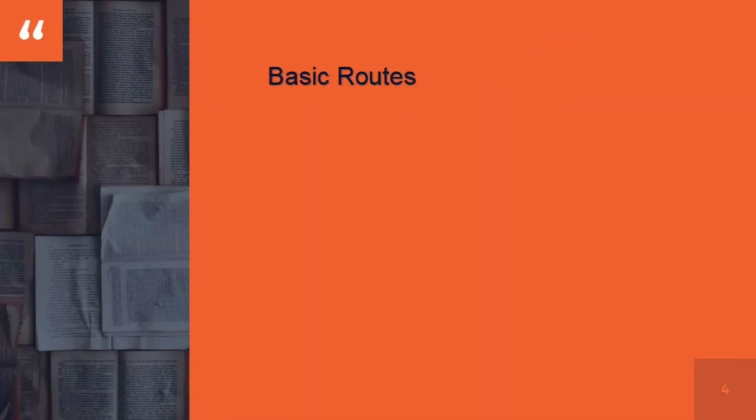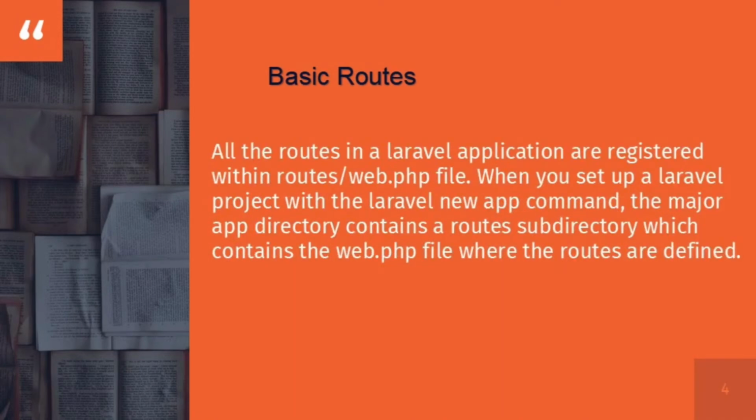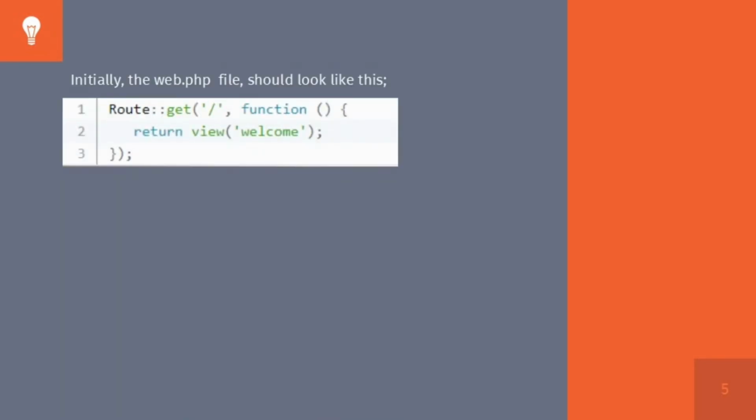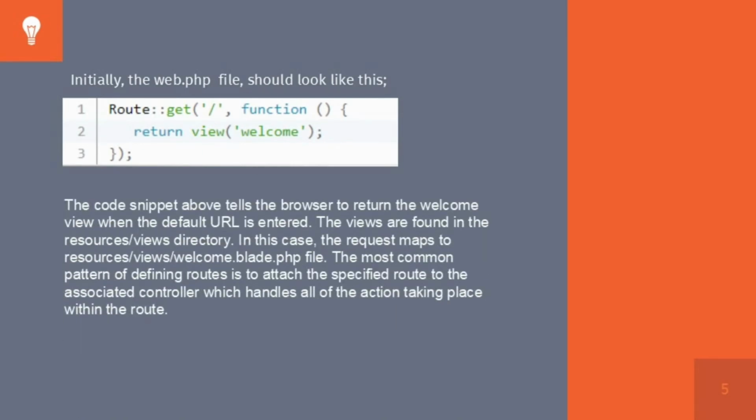Basic routes. All the routes in a Laravel application are registered within the routes/web.php file. When you set up a Laravel project with the Laravel new app command, the major app directory contains a routes subdirectory which contains the web.php file, where the routes are defined. Initially, the web.php file should look like this. The code snippet above tells the browser to return the welcome view when the default URL is entered.